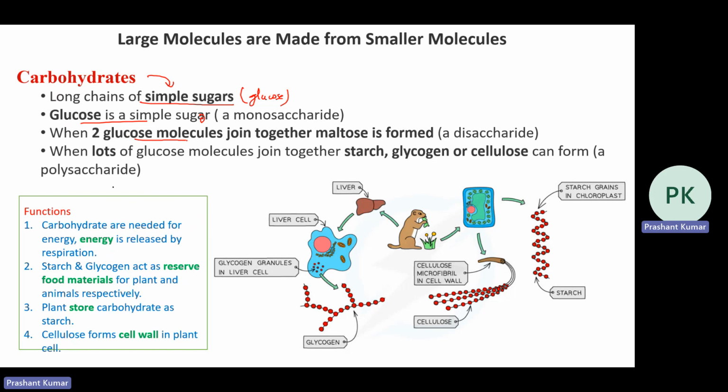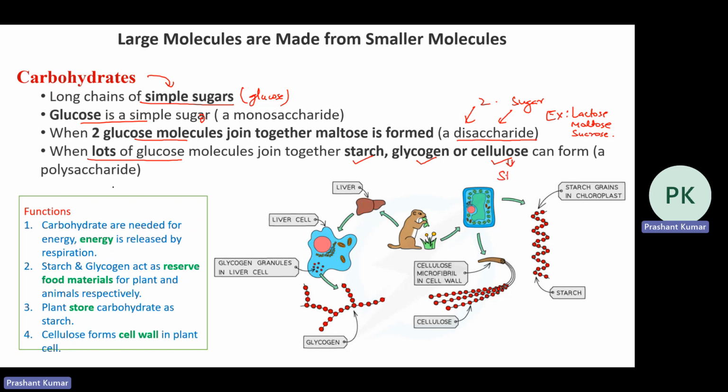When two glucose molecules join, we call them a disaccharide. Di means two, saccharide means sugar. So two sugars make a disaccharide. Examples of disaccharide are lactose, maltose, sucrose. These are a few examples. When many glucose molecules are joined, they make a complex polysaccharide, which is called starch, glycogen, and cellulose.